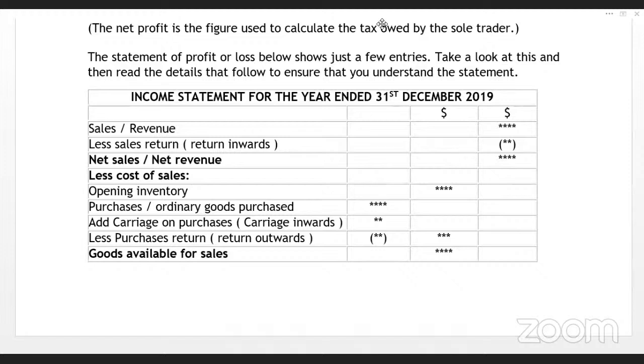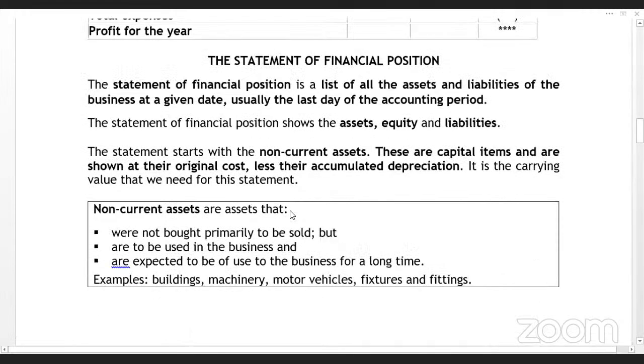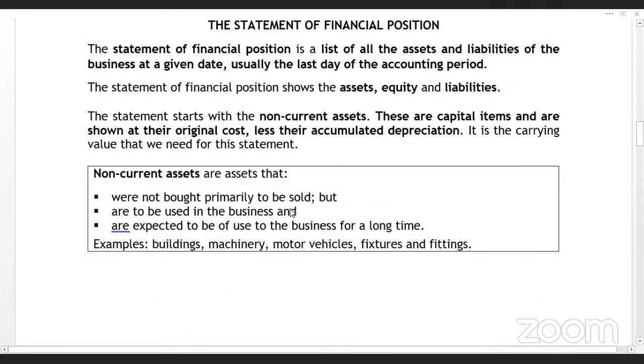You get your revenues, less the cost of sales, to get the gross profit. From that gross profit, you add those other incomes other than the revenue, you get the gross income. Then you minus all the operating expenses, then you come up with what we call a net profit. So that is the income statement, or sometimes you can call it the statement of profit or loss.